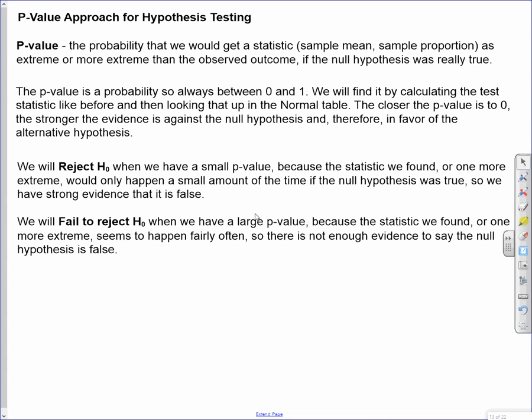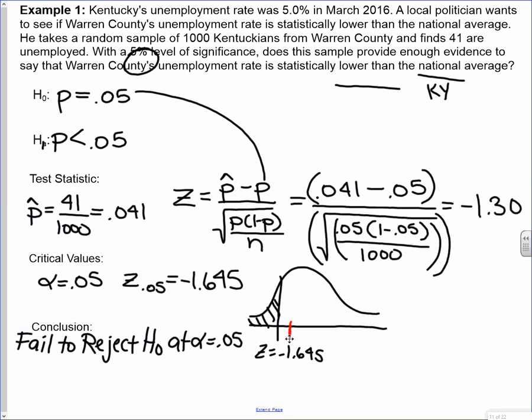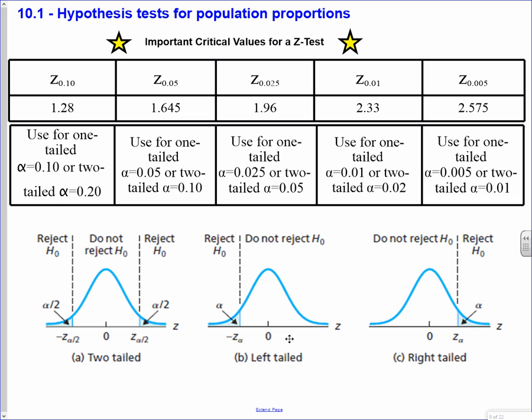We're still in 10.1. Last time, in the video before this, we looked at doing hypothesis tests using critical values. And we're talking about proportions right now. In 10.2, which is another video, we look at doing hypothesis tests for means. So right now we're doing proportions.